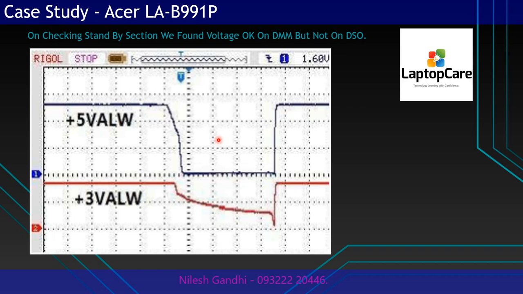Now the question is why this is happening, and which section is responsible for this issue. We need to find out which section is responsible, and we need to check the board thoroughly. On pressing the power button, it is observed that plus 5 volt ALW, that is always, is pulled down, which indirectly causes the plus 3 volt always line also to go down, and the voltage starts dropping slowly.